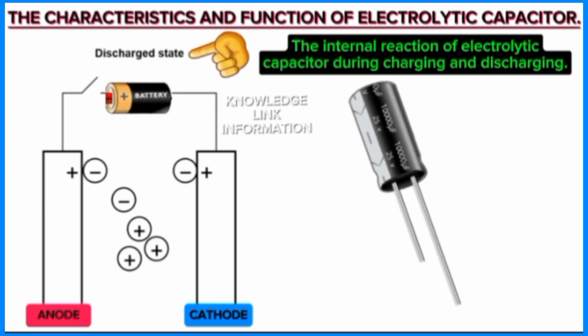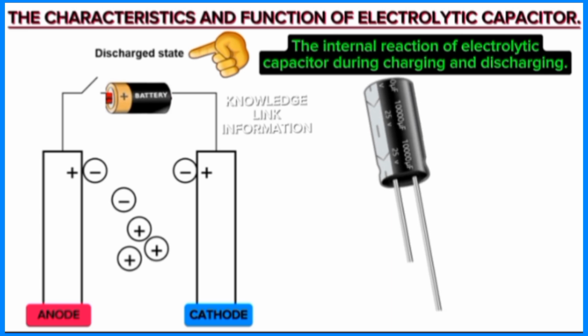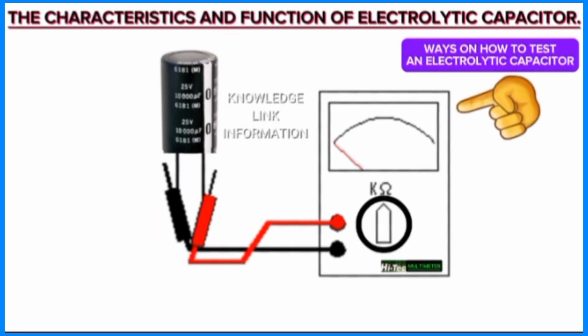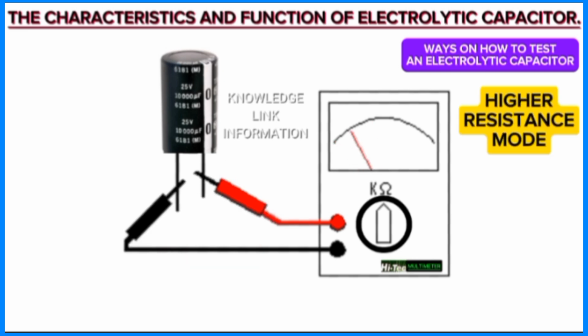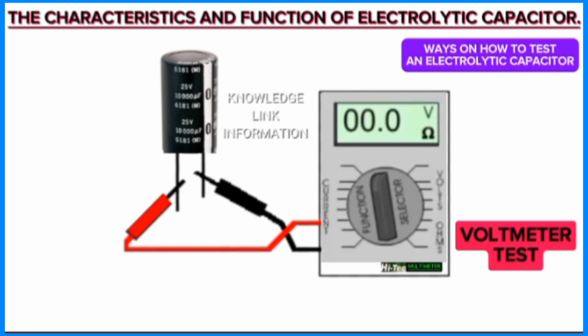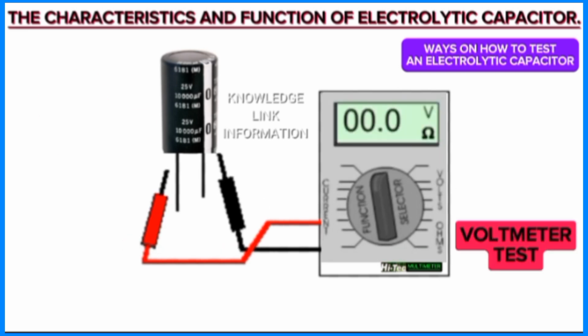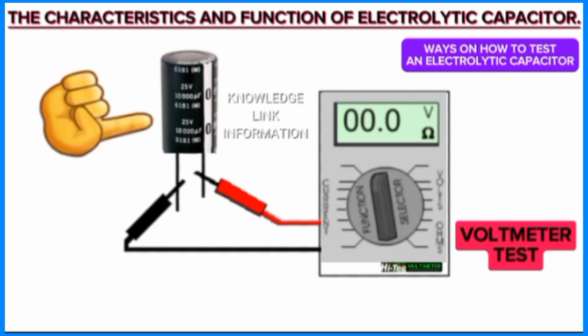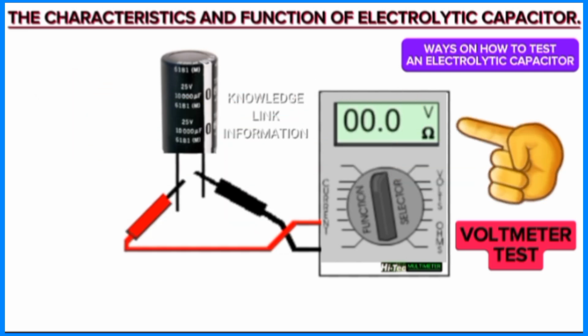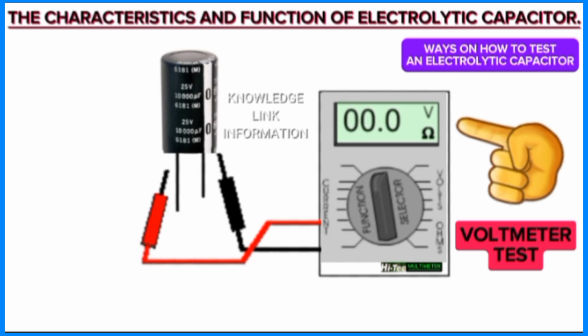We have plenty of ways on how to test electrolytic capacitors by means of a multimeter. We can use the high resistance mode, continuity mode, capacitance mode, and voltmeter test. A good electrolytic capacitor will read a normal charge according to its capacity and discharge completely to zero value. Other readings, which are not according to its capacity, indicate a defective electrolytic capacitor.